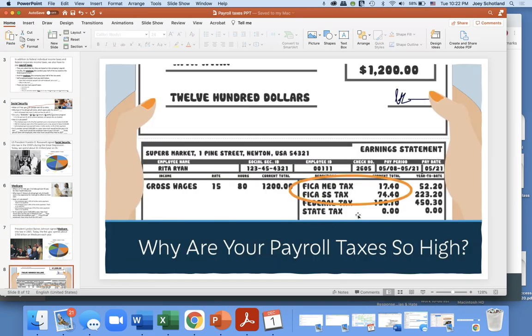And you might have seen these things on your paycheck. All right, so here are your wages. Let's say your name is Rita. Here are your wages. All right, and here is your Medicare tax. Here's your Social Security tax. There's your federal income tax and your state income tax.